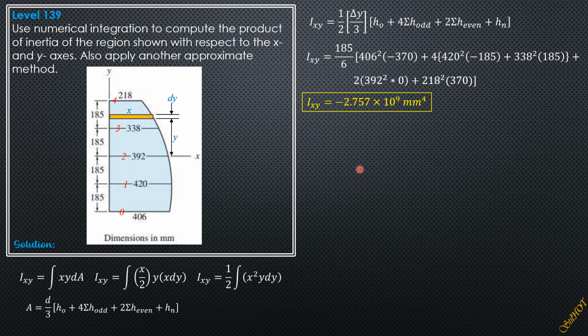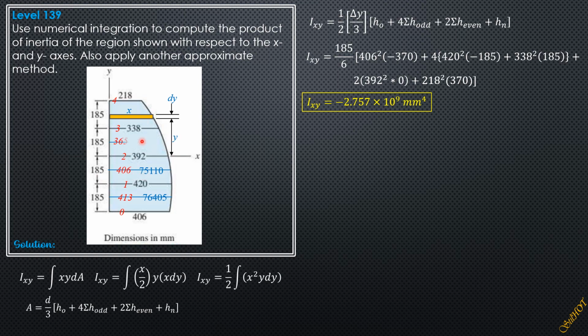And here is another approximation. We treat each as rectangular areas. So the average x here is 406 plus 420, the average is 413. And the area, treating this as a rectangle, is 413 times 185, which is 76405. For the next median line, 420 plus 392 divided by 2, the average length is 406. And the area is 406 times 185, 75110.